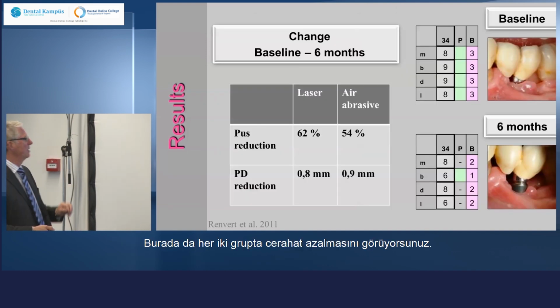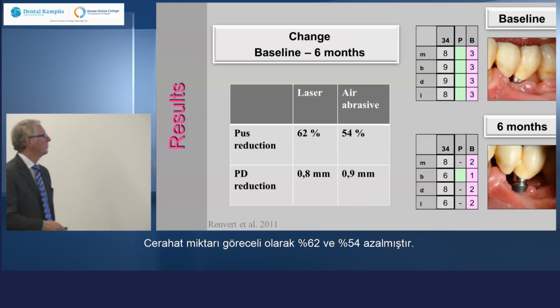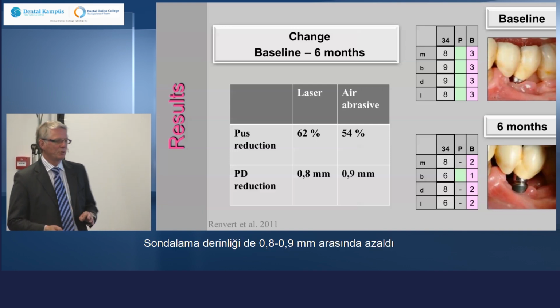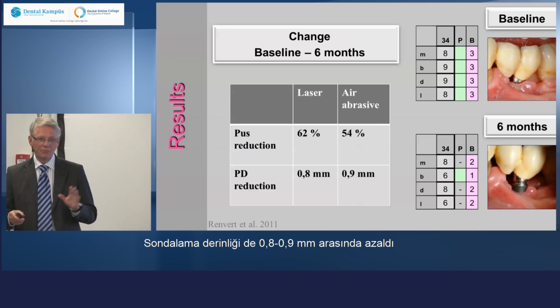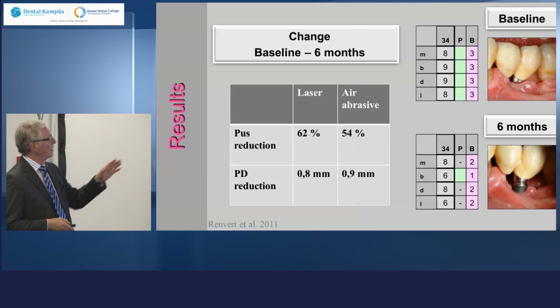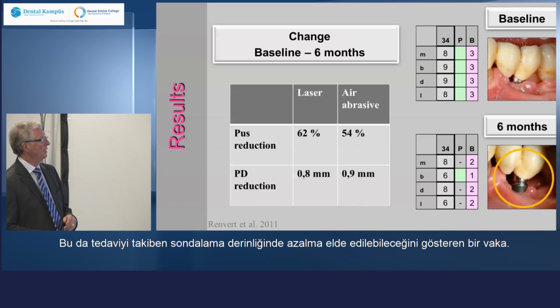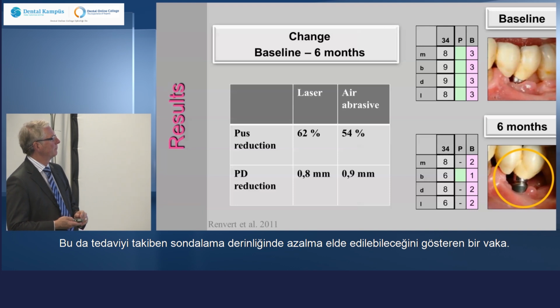And here you see the reduction of pus in both groups. The pus was reduced by 62 and 54% respectively, and probing depths were reduced between 0.8 and 0.9 millimeters in this group. So, and there is just a case demonstrating that you really get a reduced bleeding, probing depth following therapy.